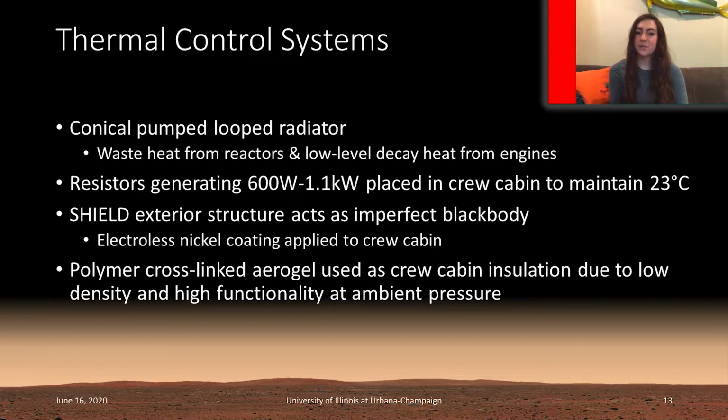The exterior structure of the SHIELD crew cabin is painted in electroless nickel and acts as an imperfect black body to account for electronics waste heat, ECLSS, and heat from the sun. For insulation, polymer cross-linked aerogel is used due to its low density as well as high functionality at ambient pressure, making it ideal for a deep space environment.